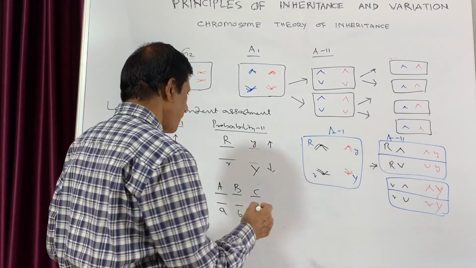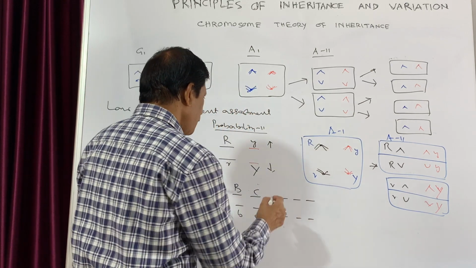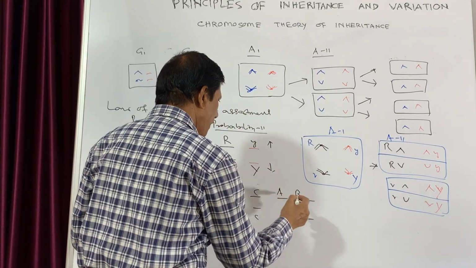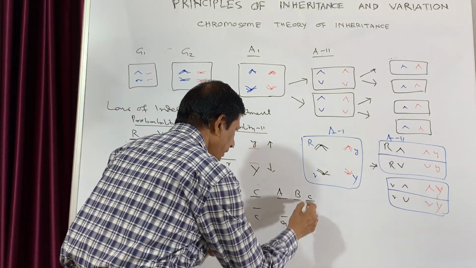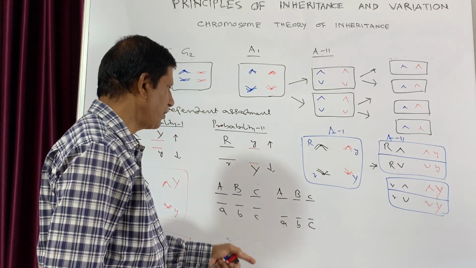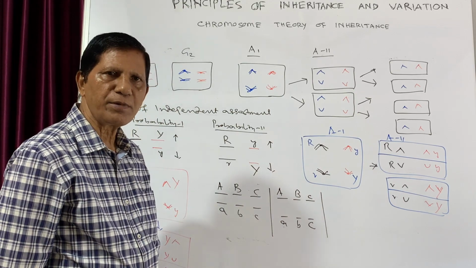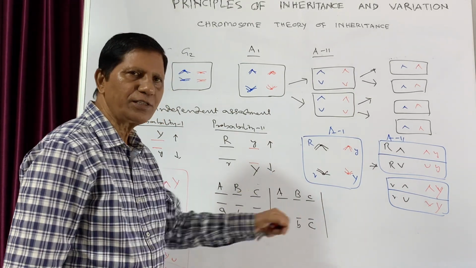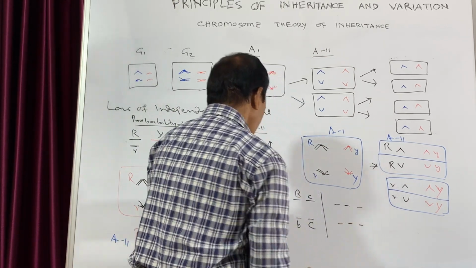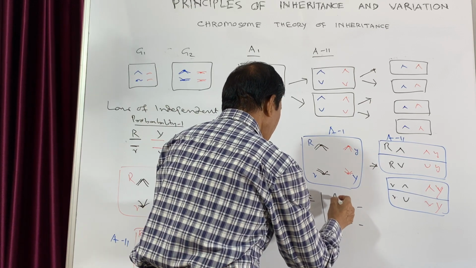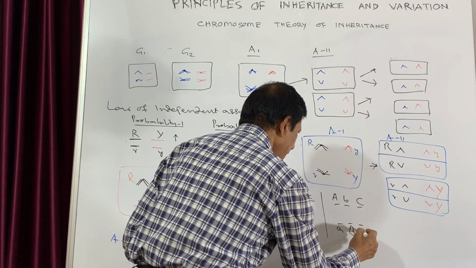Now let us see the other example. Suppose capital A, capital B will be on one side and small c will be on one side, and on this side small a, small b, but capital C. If they move to their opposite poles, these also will give rise to 2 different types of gametes. It depends simply on independent assortment. Now what is the other chance? Now suppose here you take capital A, small b, capital C. Then it will be small a, capital B and small c.